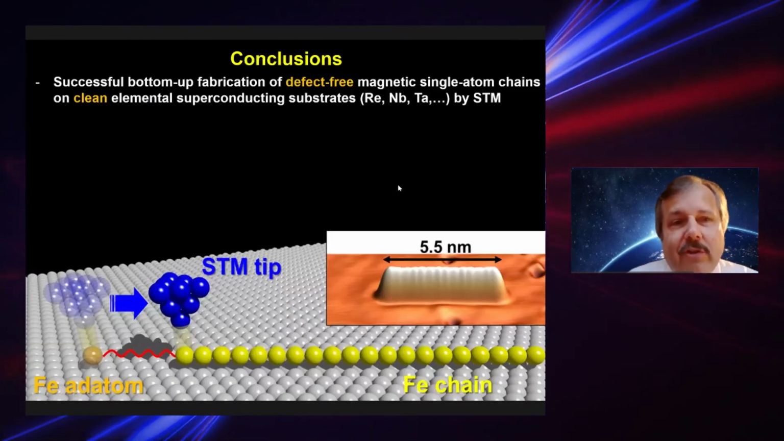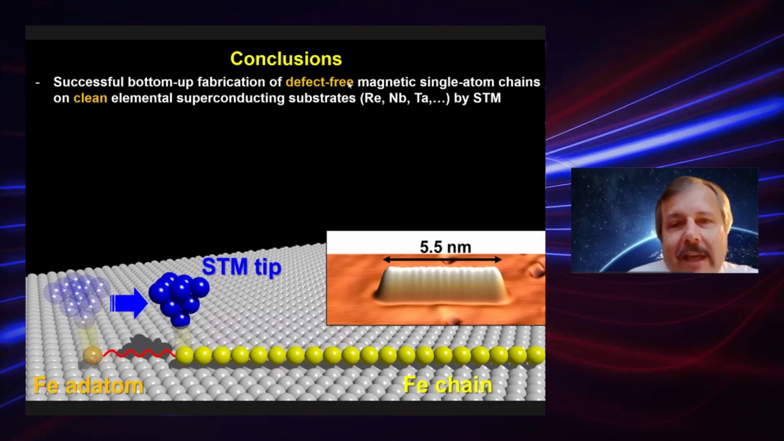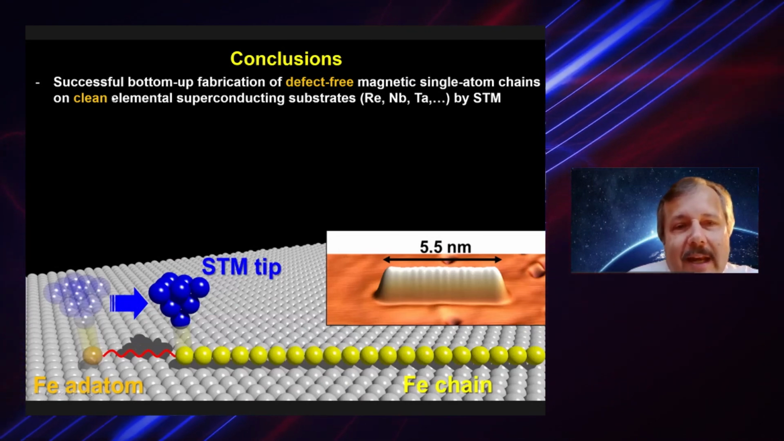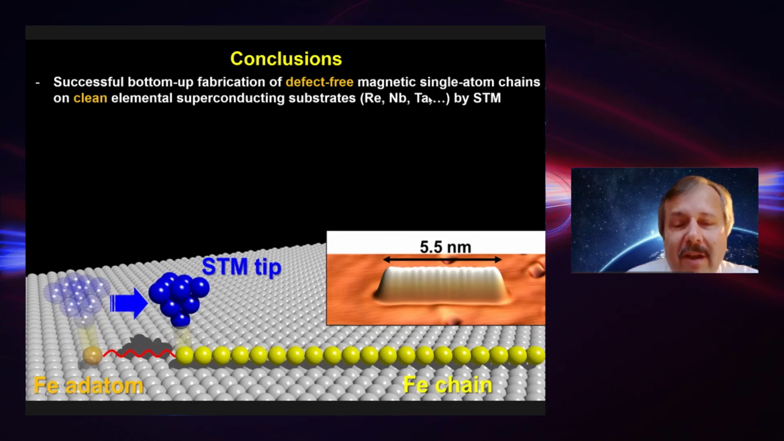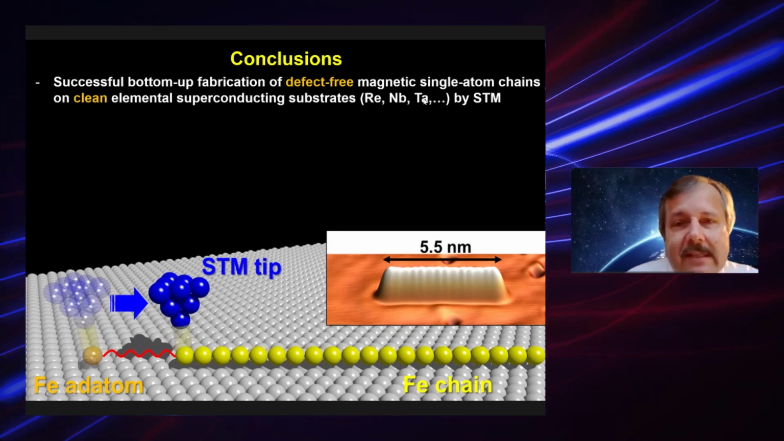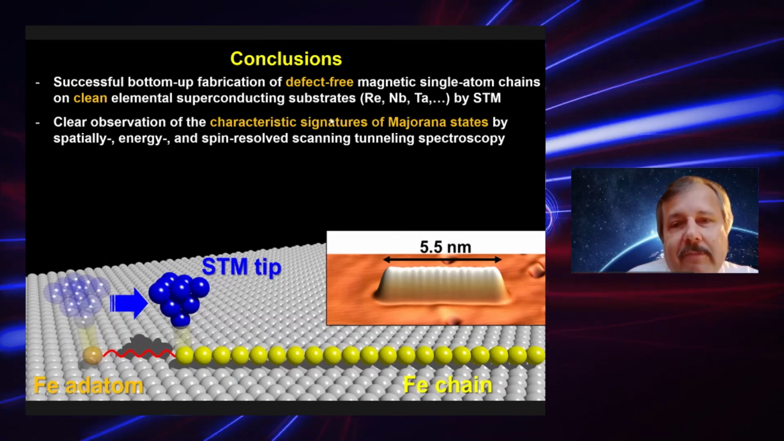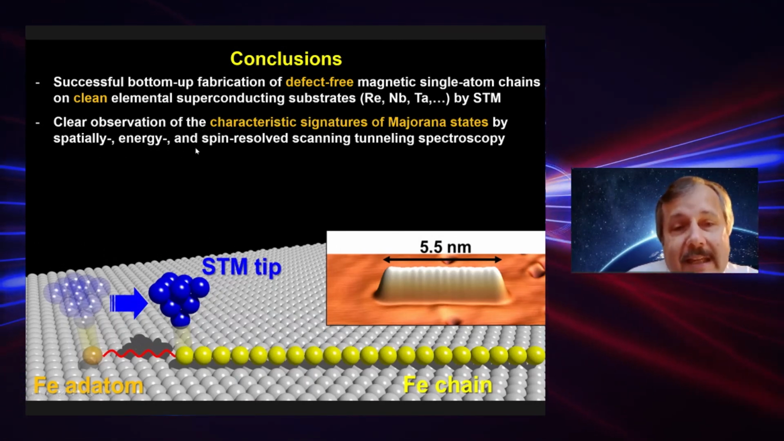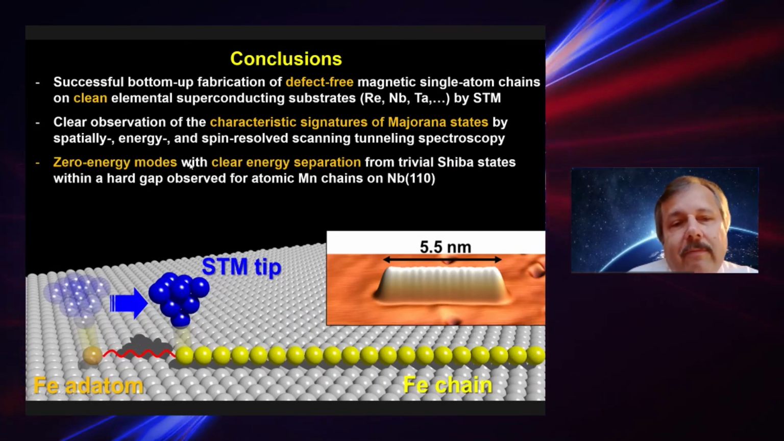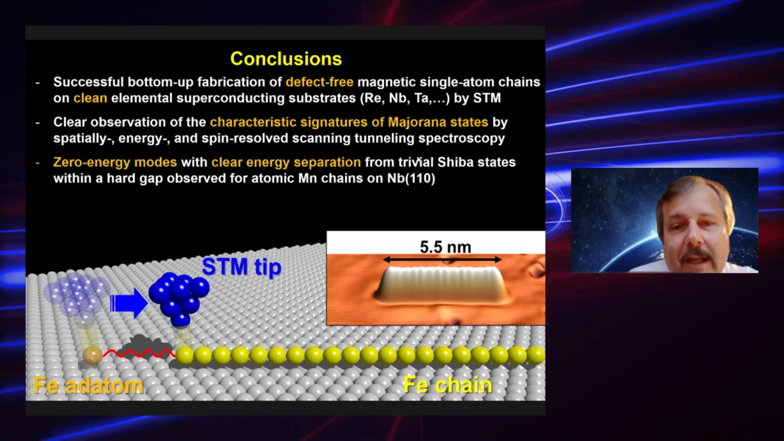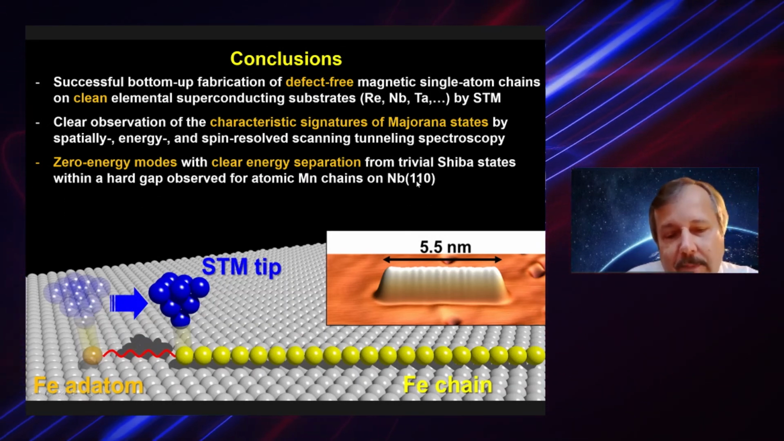So to conclude my talk, I have presented the successful bottom-up fabrication of defect-free magnetic single atom chains on clean elemental superconductors like rhenium, niobium, tantalum. I haven't time to focus on tantalum, but there are some first results in literature, as you can see. We have clearly observed the characteristic signatures of Majorana states by spatially, energy and spin resolved scanning tunneling spectroscopy. We have observed zero energy modes, which are clearly separated in energy from trivial finite energy Shiba states within a hard gap of the niobium substrate.